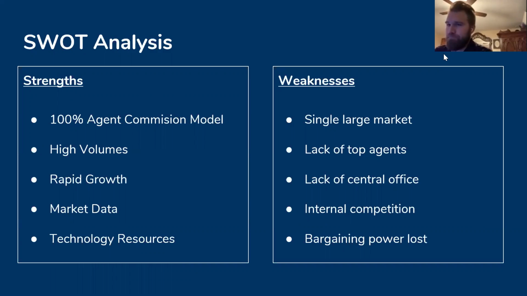Thanks, Jason. I'll cover the SWOT analysis, starting with the strengths, and I'm going to go through these pretty briefly. The first strength for United Realty is the 100% agent commission model. Second is the high volumes, the rapid growth potential, the amount of market data that is accessible to them through their corporate partners, and additionally the technology resources that the corporate partners offer as well.